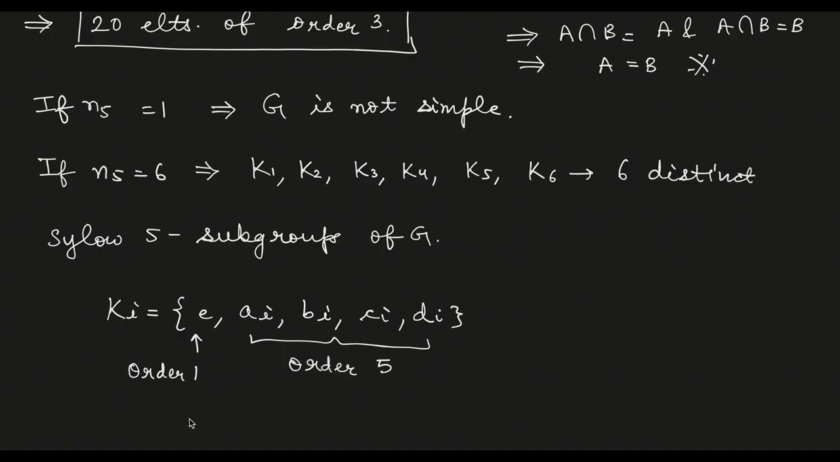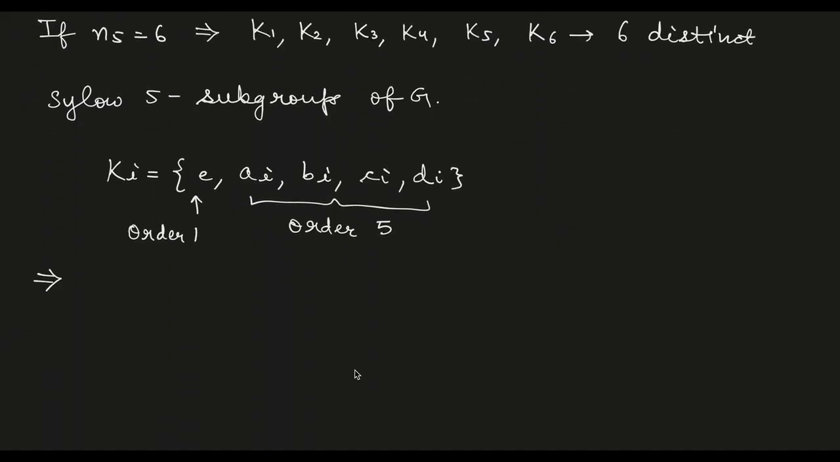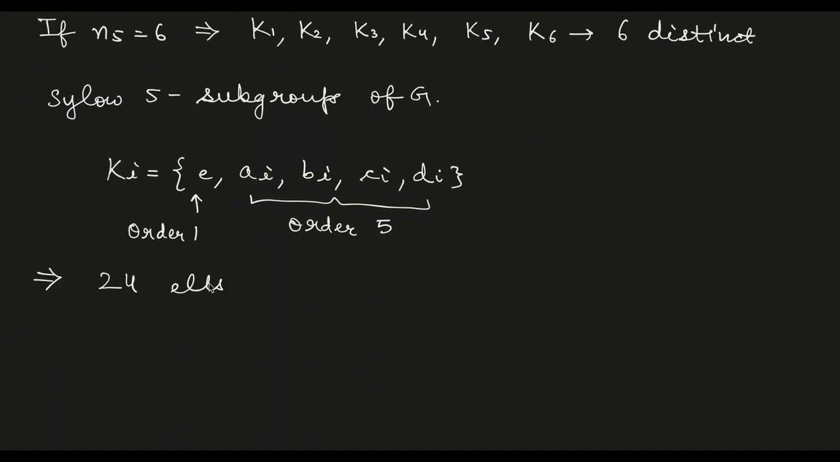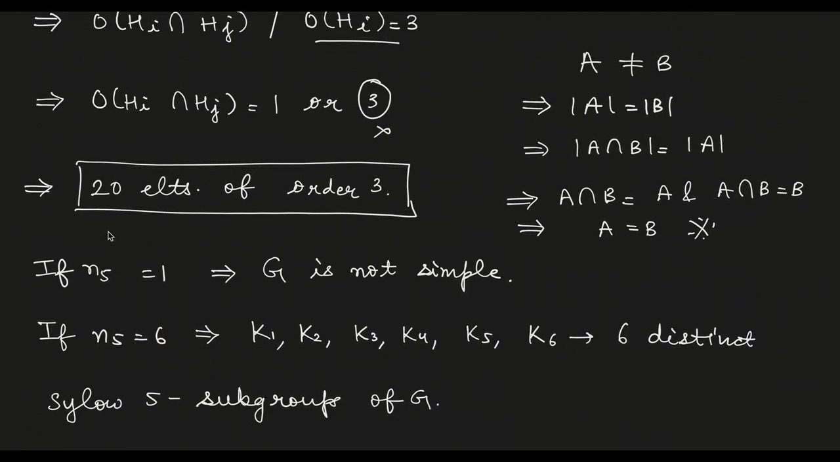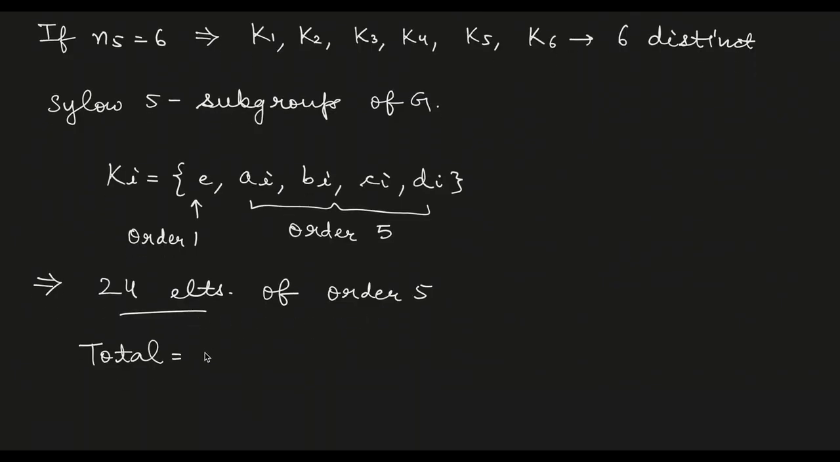So can you tell me how many elements of order 5 will be here? By the same approach we have done for 4, here 6 times 4 is 24. Yes, there will be 24 elements of order 5. So in total how many elements will be there? 24 and 20, 44 elements: 20 elements of order 3 and 24 elements of order 5. Total 44 elements. Is this possible? The group has order 30. Not possible, right?